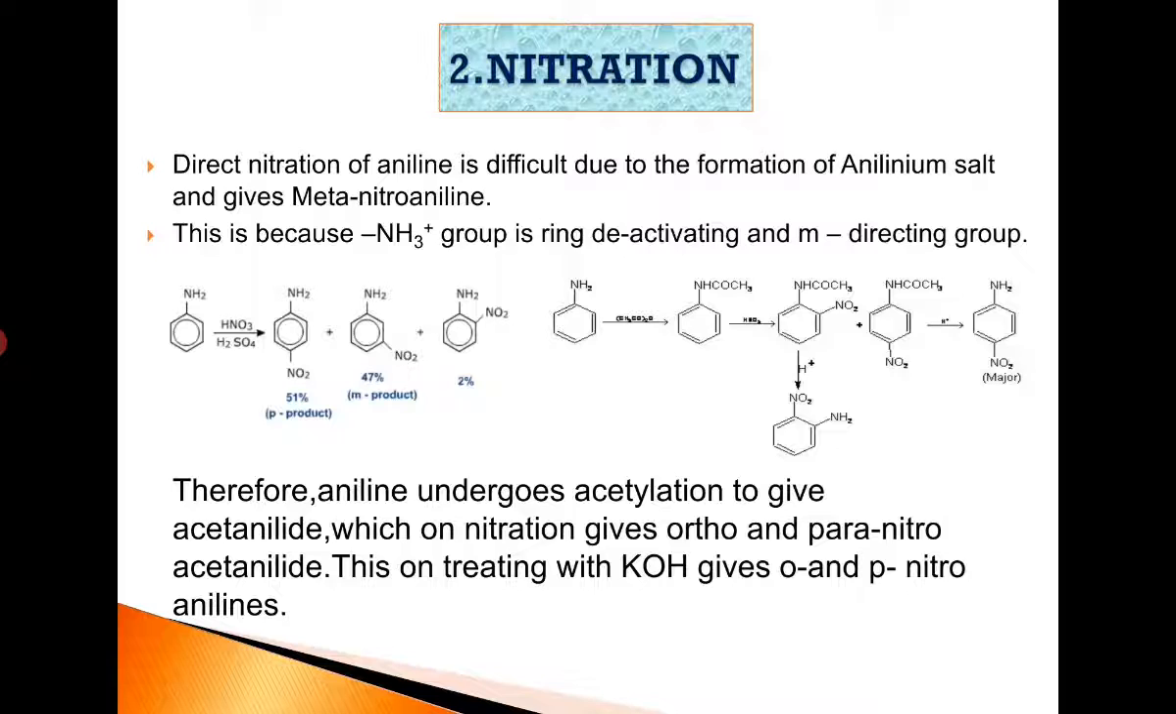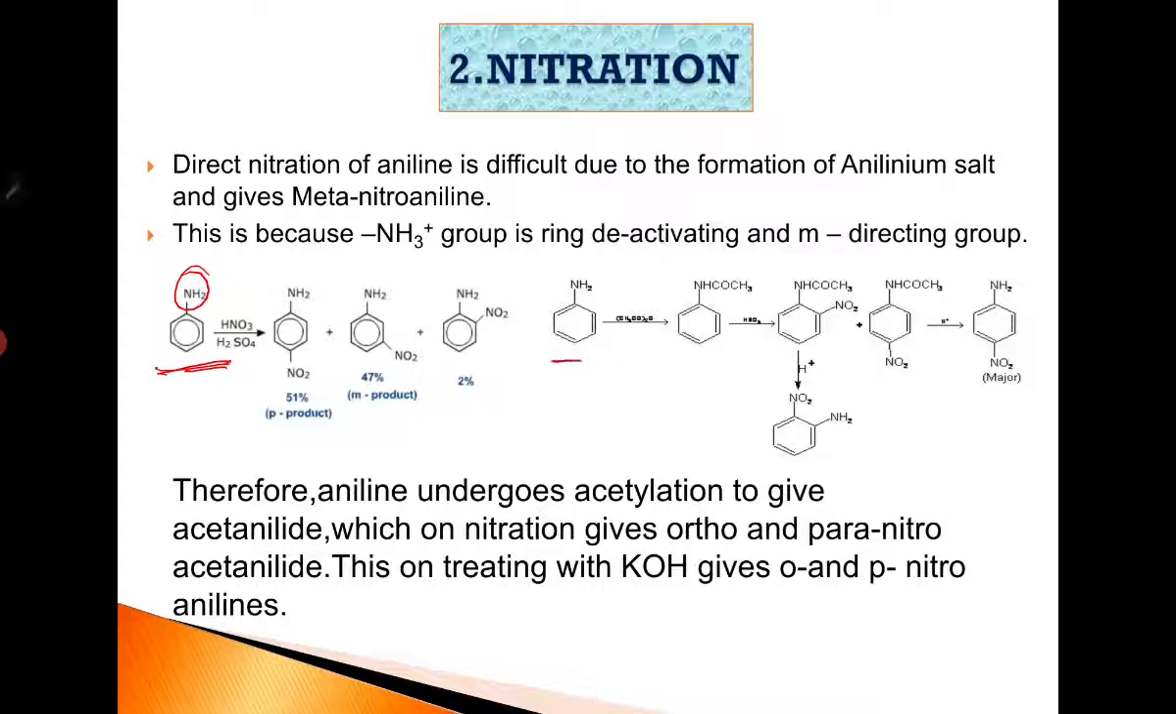only. There is also another reason: if aniline is directly reacted with HNO3, nitric acid, in the nitration, it undergoes oxidation with HNO3. Instead of getting the electrophilic substitution product, the compound itself undergoes oxidation. Therefore, first we have to protect the NH2 group, again by acetylation.